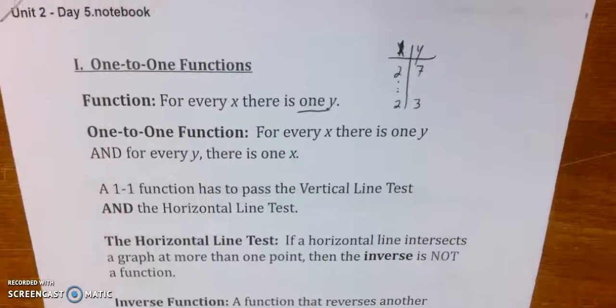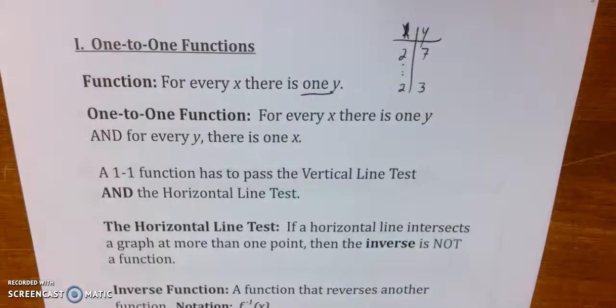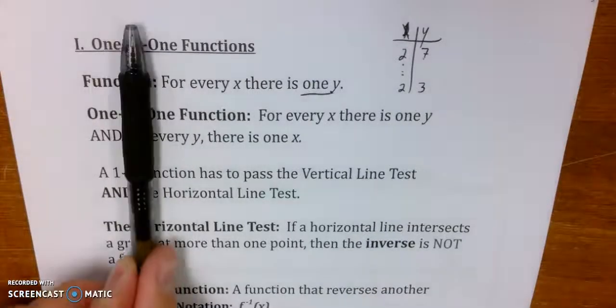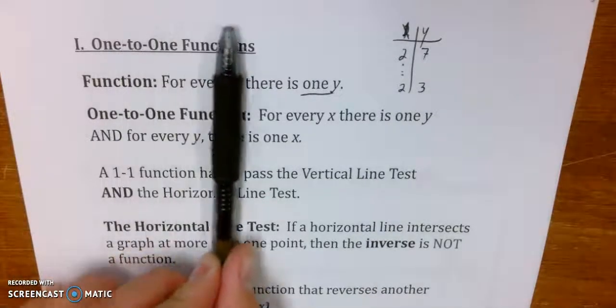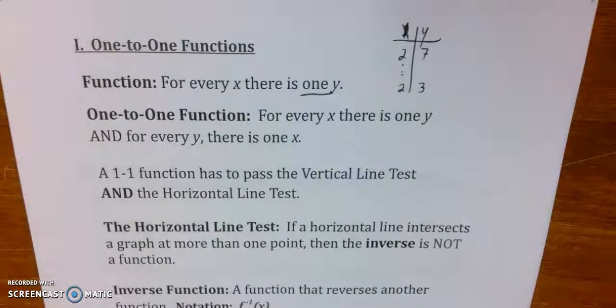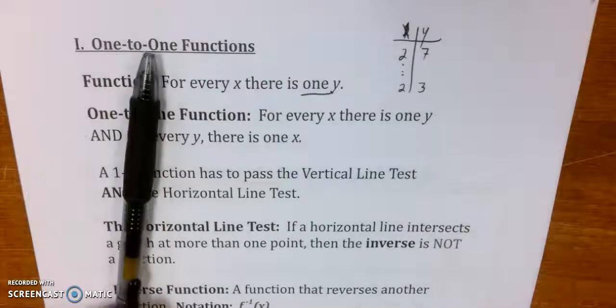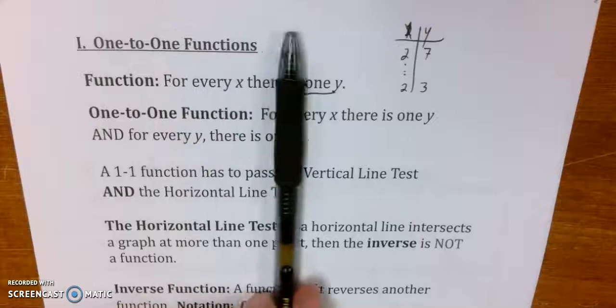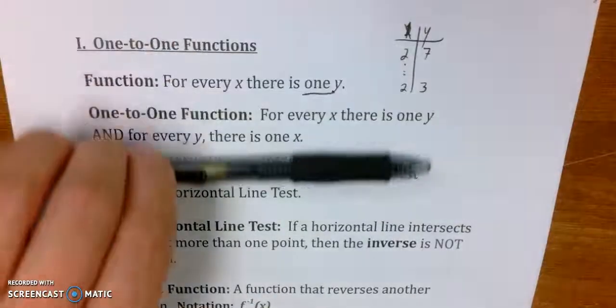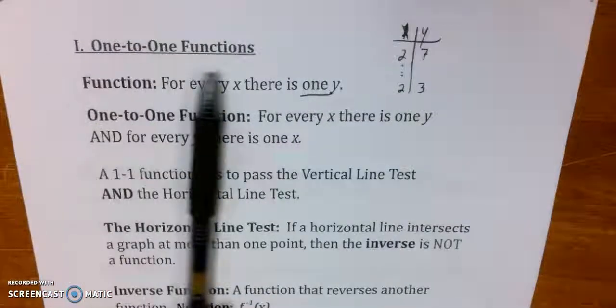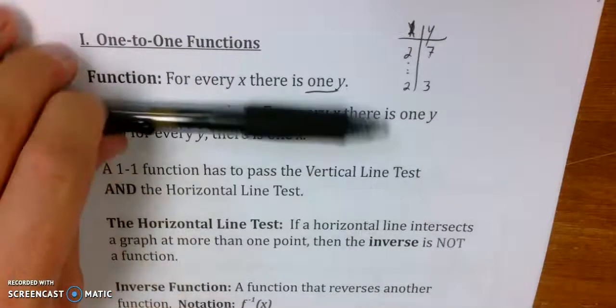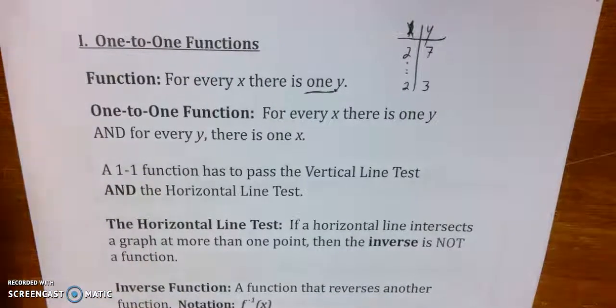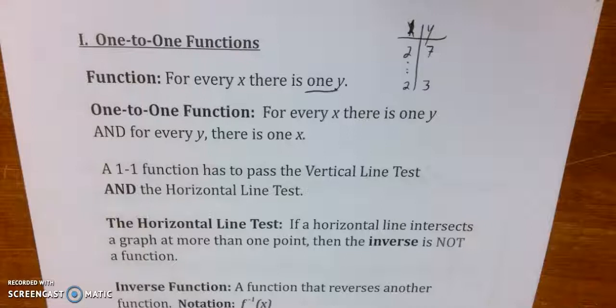With regular functions, we establish what's called the vertical line test. We take our pencil, hold it vertically, and slide it across a graph, and it should only be touching our graph in one spot. For a one-to-one function, we have to do the vertical line test as well as a horizontal line test. We move our pencil across, making sure that it intersects our graph once and only once.